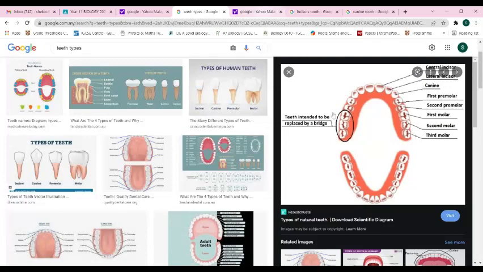Incisor teeth are quite flat in shape. If you remember, just imagine a scissor. A scissor is very sharp, so you can cut paper and everything. It is exactly the same for the incisors. Incisors are sharp, but they are flat, and they can cut the pieces of food.